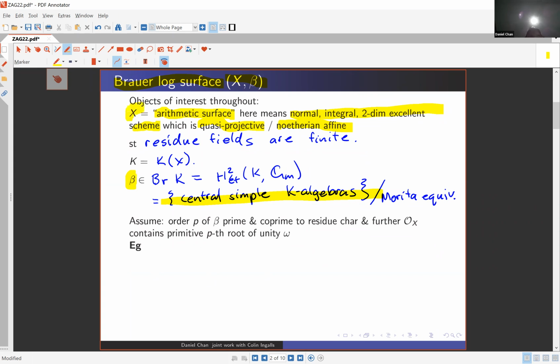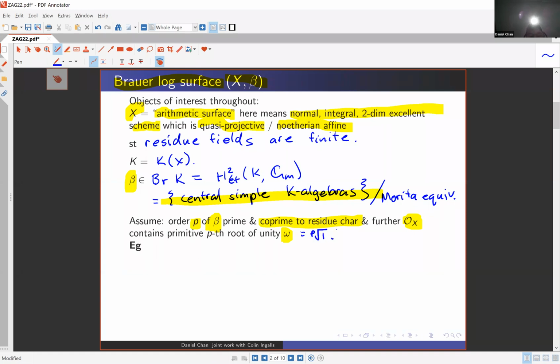So we'll just enrich this arithmetic surface with this extra piece of data. In this setting, unfortunately, we'll need to put some extra assumptions on what this β will be. I'll put a bit more than usual just to make this talk a little bit more accessible. So the order p of this β, firstly, we'll make it a prime. This isn't so important in general, but later on for the stronger results, I'll need it. Most importantly, I want it to be coprime to the residue characteristics. And in fact, maybe I want something stronger. We'll want O_X to contain some primitive p-th root of unity ω. That's just some extra assumption that I'll need.